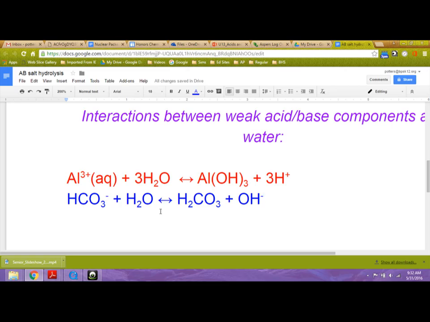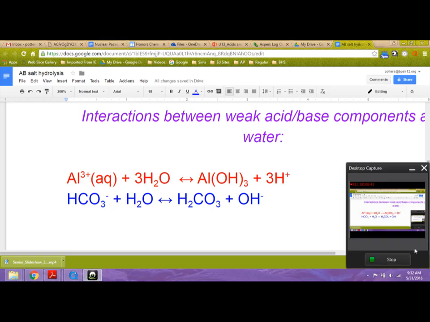So again, if I have a strong acid and strong base component that are present in water, they're not going to do anything to the water, they're not going to interact, and we don't see anything but a neutral pH. If I have an anion from a weak acid or a cation from a weak base, those will interact with water and then give us a surplus of either H+ or hydroxide, and that is hydrolysis of salt.